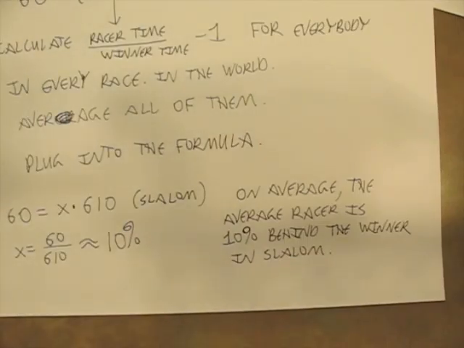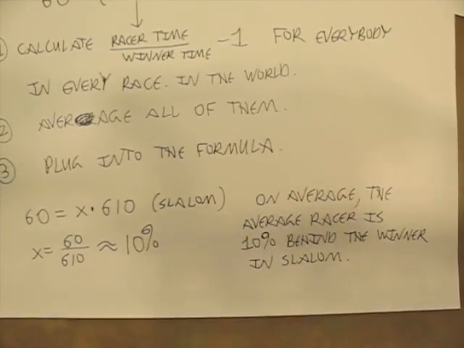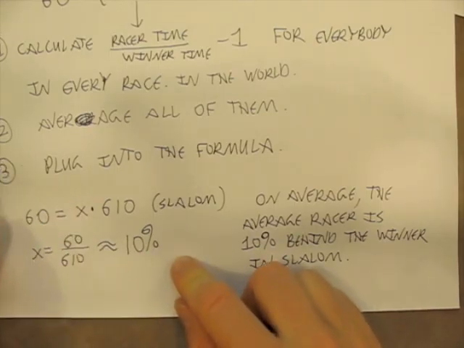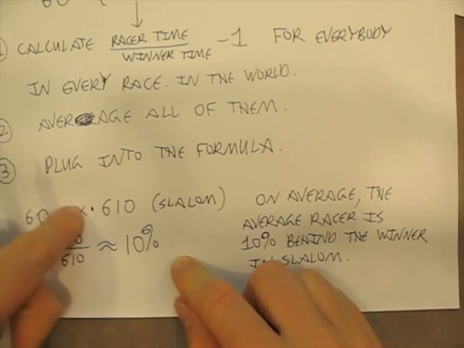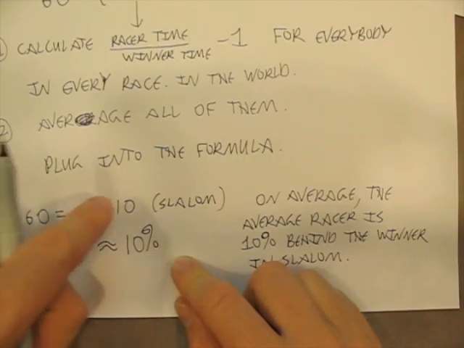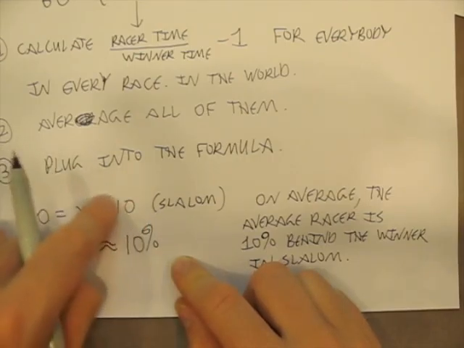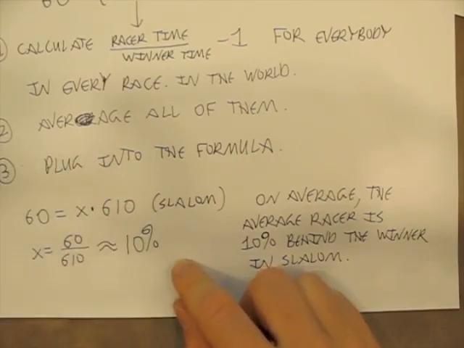So what that's telling me is that if you calculate the average percentage that somebody's behind the winner for slalom for everybody in the world, you plug that into here. You find out that that number is around 10%. You plug it into 60 equals 10% times F, and that allows you to calculate that F is 610.